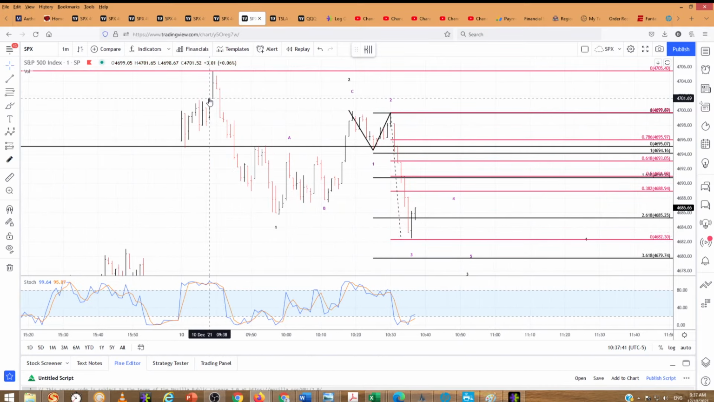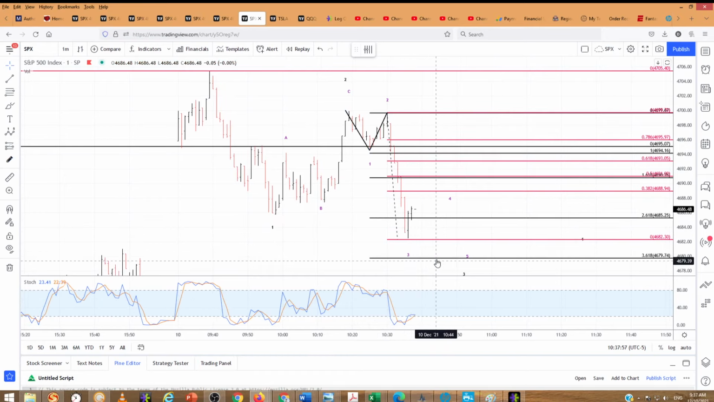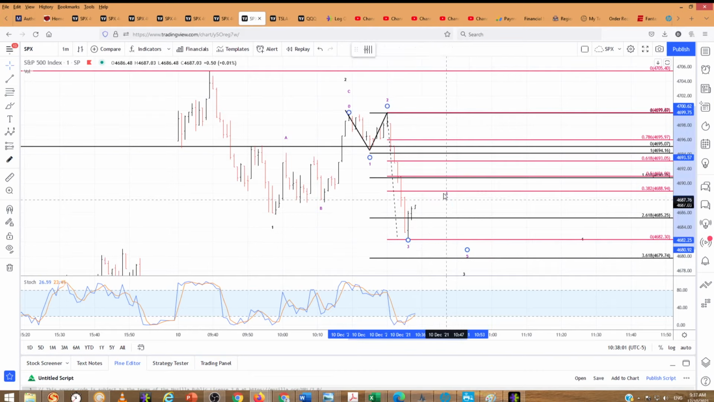There we go. We started this back here near the open. There's our first 5 waves down for 1. There's an ABC for 2. Wave 3 is developing. It's subdividing or extending. 1, 2, 3. So far it went in between the 2.618 and the 3.618 multiple, and we're looking for a 4 up. Here's our targets.